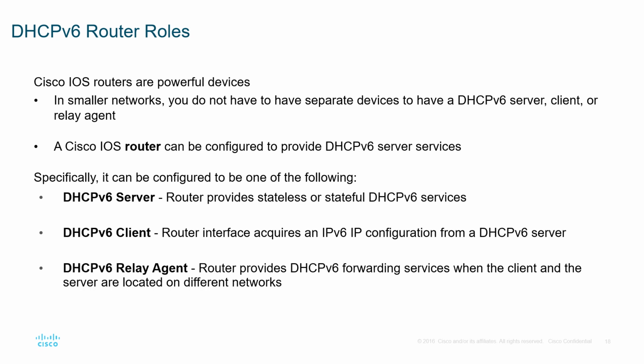So Cisco IOS routers are powerful devices. In smaller networks, you do not have to have separate devices to have a DHCP server, client, or a relay agent. A Cisco router can be configured to provide those services. Specifically, it can be configured to do one of the following. A DHCP server, where the router would provide stateless or stateful services. A client, where the router's interface would acquire an IPv6 configuration from the server. Or a relay agent, where the router would provide forwarding services when the client and the server are located on different networks.